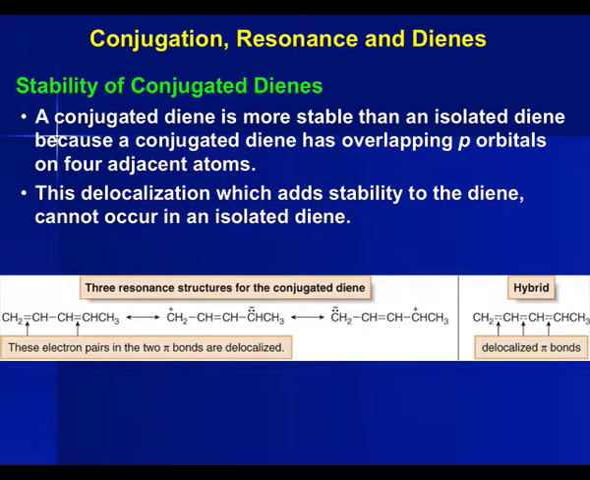Which way would you draw the arrows, Brienne, to get this resonance structure? So if I started here, which way would I draw the arrow? This way, right? And that would put the positive charge on this carbon, the negative charge on that carbon, okay?